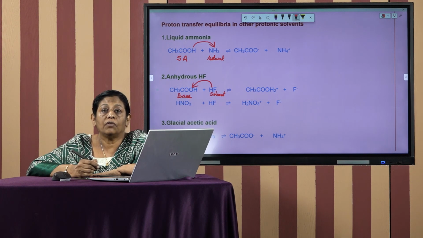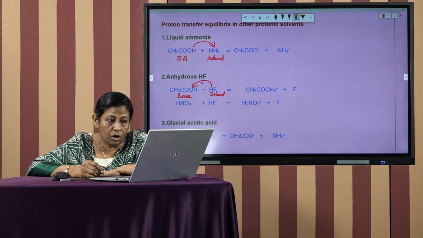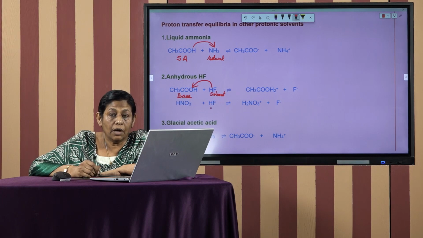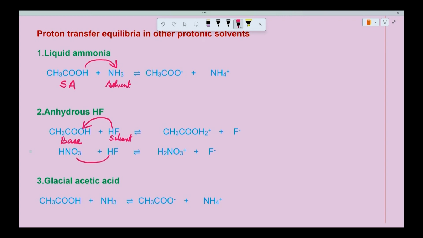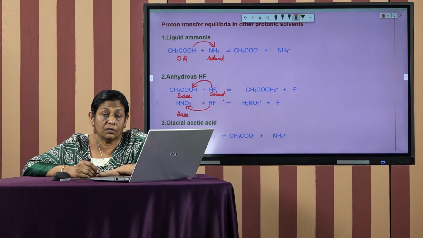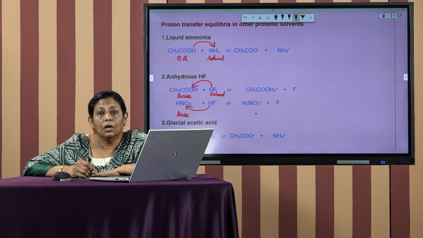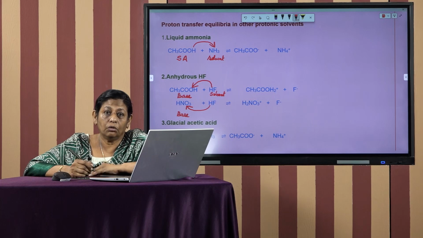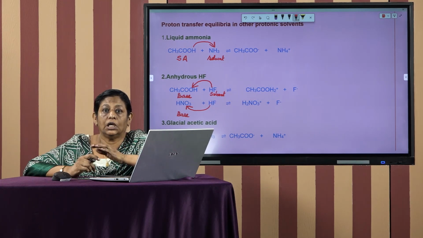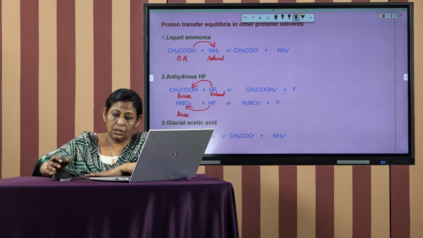In a similar way, nitric acid, which is a strong acid in water, when I add it in hydrogen fluoride solvent, hydrogen fluoride protonates even this nitric acid. So, nitric acid shows basic nature in hydrogen fluoride, because hydrogen fluoride is a strong protonating substance and therefore it protonates nitric acid. You can see that nitric acid accepts a proton and fluoride ion is regenerated. So, depending upon the type of solvent you are taking, the acidic character varies.